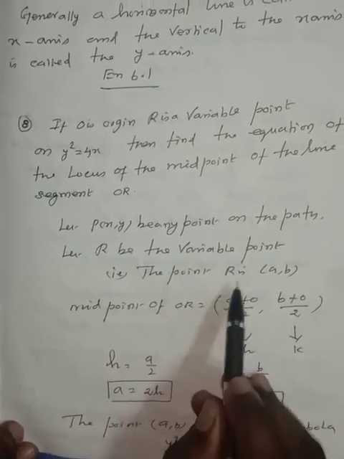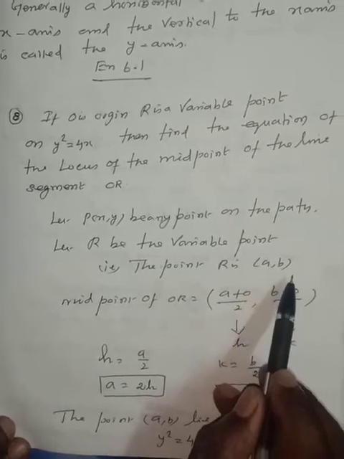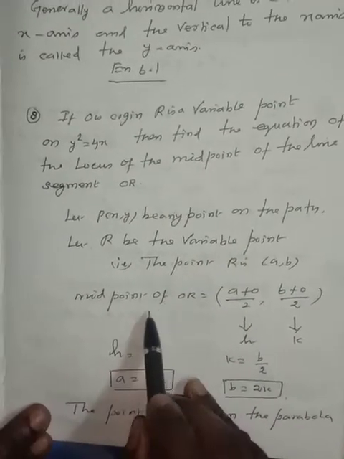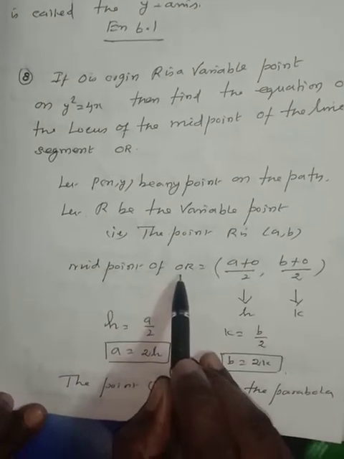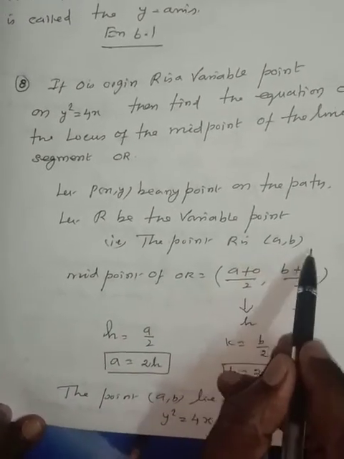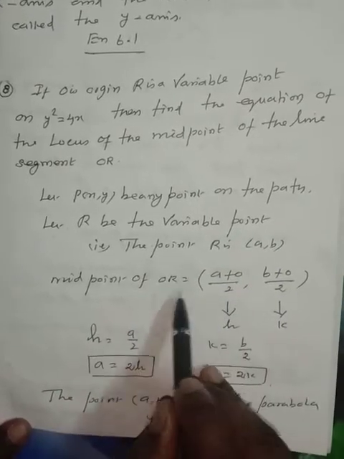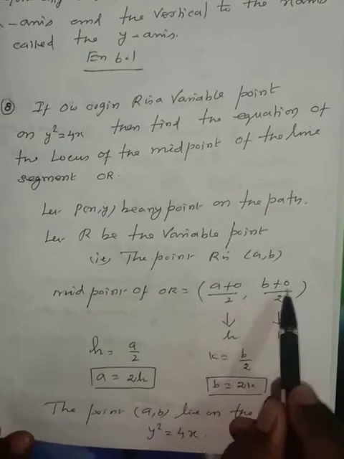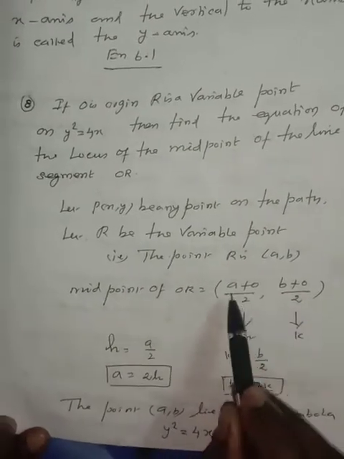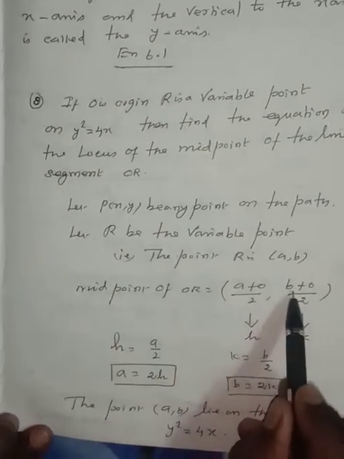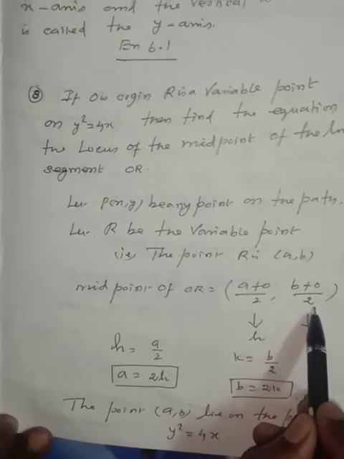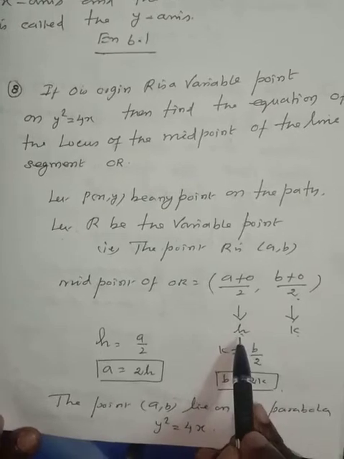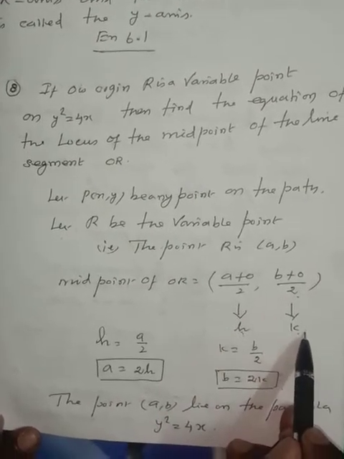Let the point R be (a, b). The midpoint of OR, where O is the origin and R is (a, b), is ((a plus 0) divided by 2, (b plus 0) divided by 2), using the formula (x1 plus x2) by 2, (y1 plus y2) divided by 2. Take the moving point as (h, k): x coordinate as h, y coordinate as k.